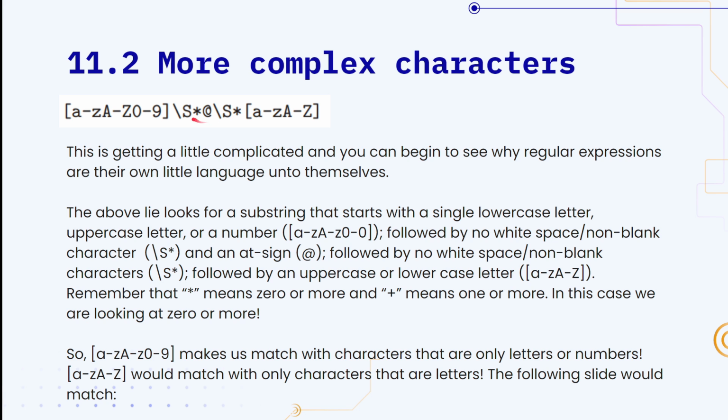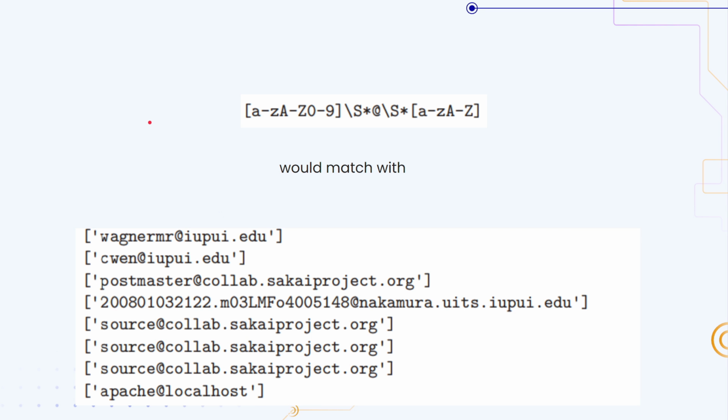Notice we use an asterisk in both cases over here, which means 0 or more characters and not 1 or more characters. Plus means 1 or more characters, the asterisk means 0 or more characters. At the end, our string is going to end with a letter, not a number, a letter. So a letter that is lowercase or uppercase from A to Z, as you can see over here. So this is what it would match with.